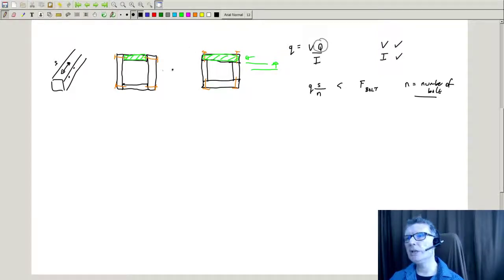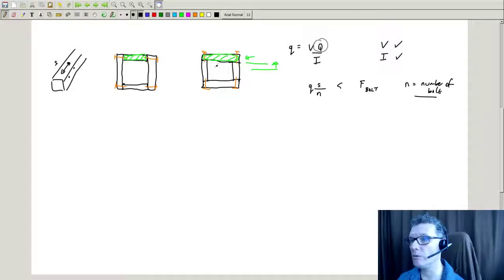So the T in this particular case is going to be the thickness of the contact if we were gluing these things together. So if we weren't bolting but using glue, then we would be looking at our contact. So in this case, that would be my T, and this would be my T.